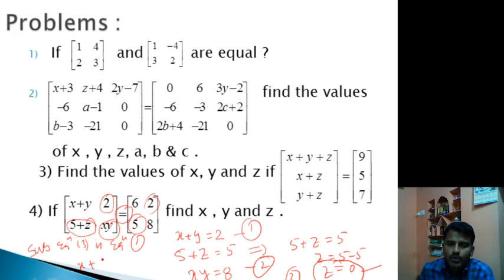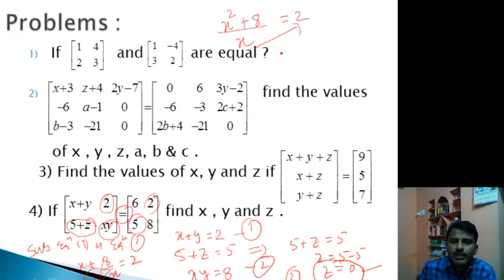X plus y means 8 upon x is equal to 2. Now simplify here. It means take LCM. LCM means x. Multiply with x. X into x, x square plus 8 is equal to 2. Otherwise you can do it by the scissor method. X square plus 8 upon x is equal to 2. Then again cross multiply. X square plus 8 is equal to 2 into x.